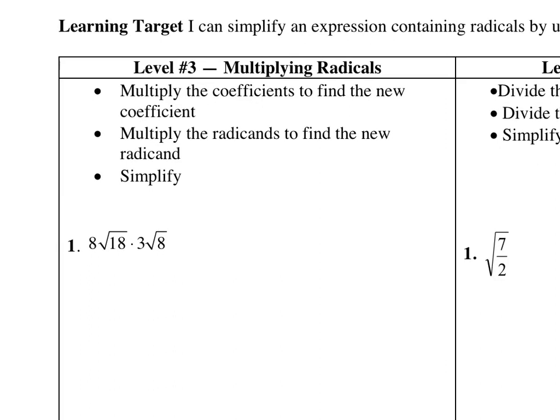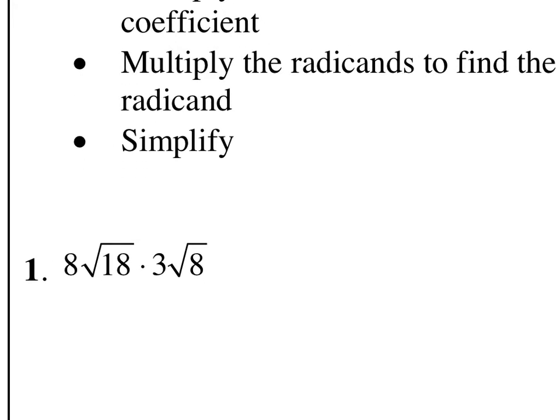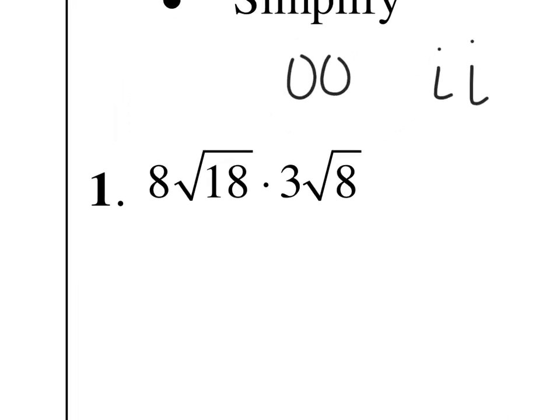The procedure: multiply the coefficients to find the new coefficient, multiply the radicands to find the new radicand, and then simplify. So when I say multiply the coefficients, we're basically just going to do outside times outside, inside times inside. So I'm going to write a quick note. Outside times outside, inside times inside. And that's what we're going to do.